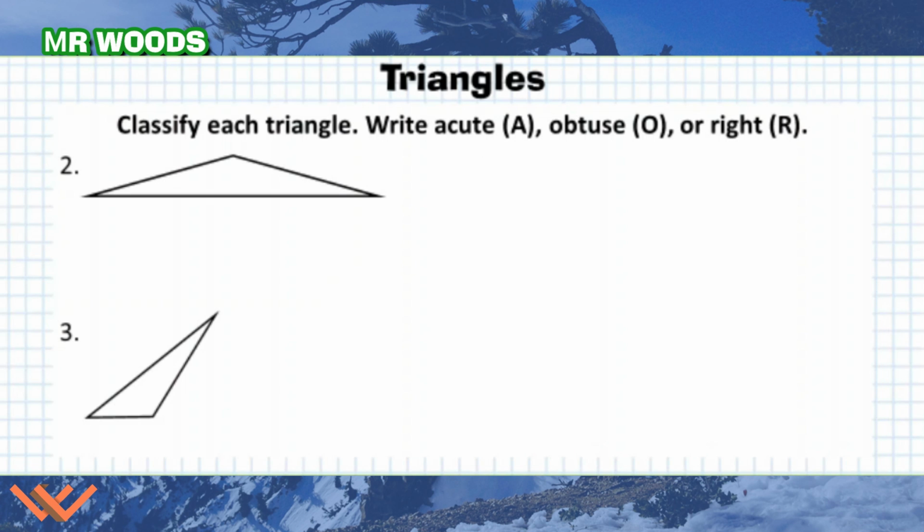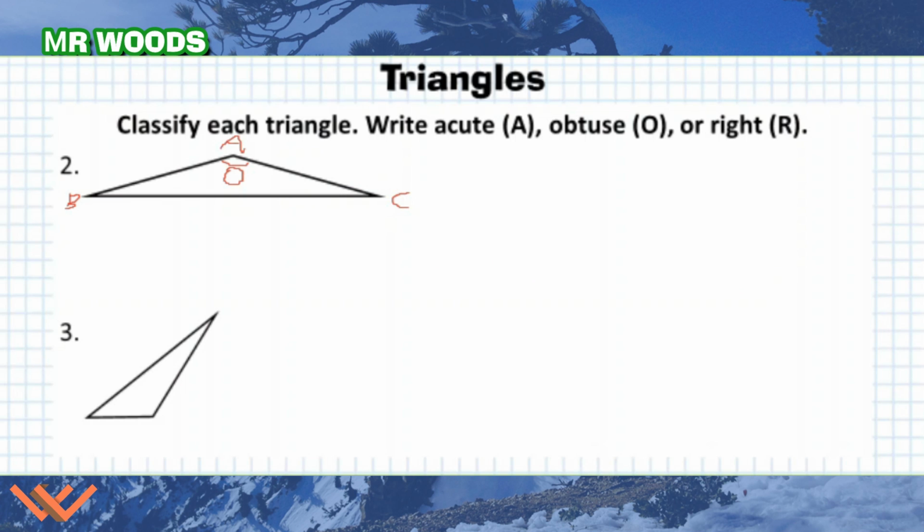Let's look at number 2 here. It says, classify each triangle. Write acute A, obtuse O, or right R for each triangle here. So we're classifying it, but to explain it, we also needed to do something else. What do you think that is? If you are thinking label it, yeah, because that's going to help us with talking about it and explaining it. So I'm going to label this angle right here A, B, and C, and I'm going to put an O in the middle because this angle right here is obtuse. It's greater than 90 degrees.